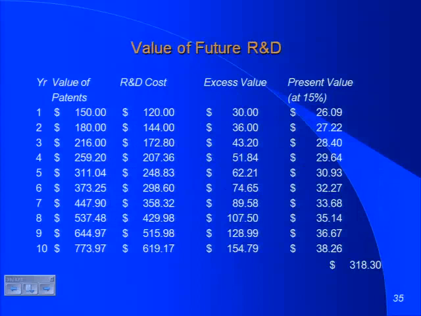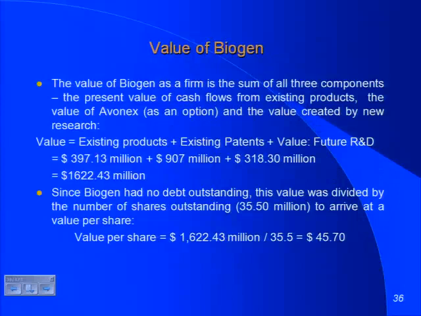Now if I assume that $1 in R&D cost creates $1 in value, then this component goes towards 0. I'm assuming there's value added by R&D, and that's going to be the third layer of value. My combined value for Biogen will be $397 million, that's the present value of the licenses, $907 million, which is the value of Avonex as an option, and $318 million, which is the value of the R&D department on a continuing basis. The sum of those values, 1.622 billion, is my estimate of Biogen's operating assets.